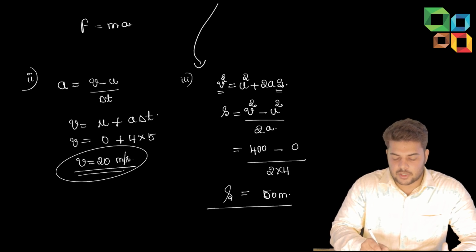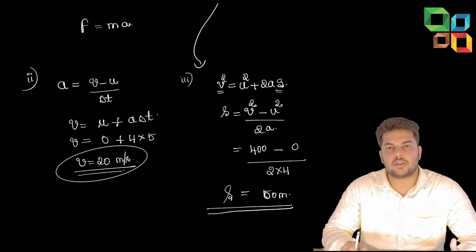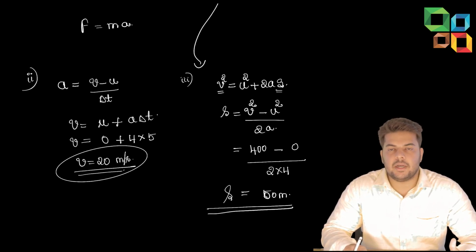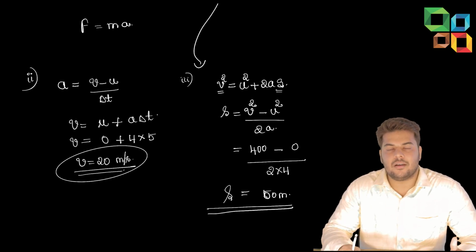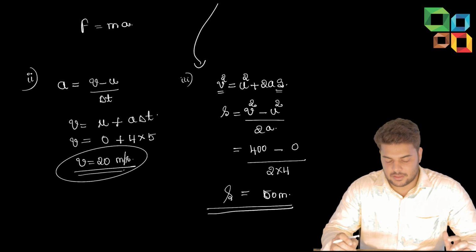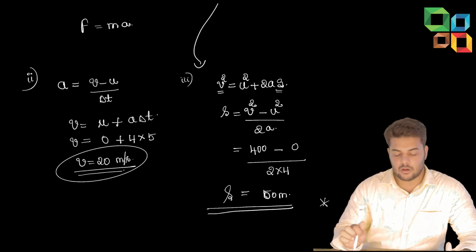So the displacement of the object would be 50 meter in 5 seconds under the action of a constant force of 20 Newton on a body of 5 kg. So that's the end of the problem.